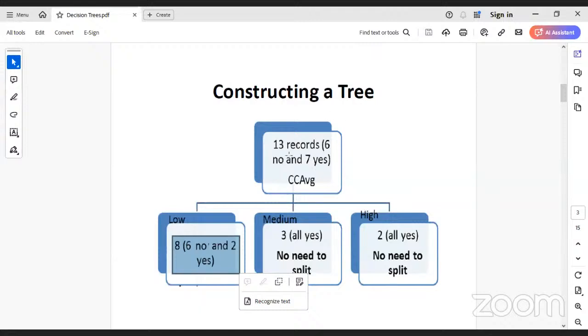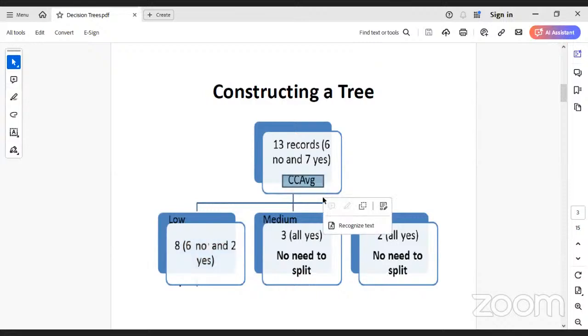So CC average is done. What we are left with is ID, age, income, family. Out of these 4, we will choose one more attribute, or column, and we will proceed with that column. So wherever we have a leaf, we will stop. If it is not a leaf, we will proceed further. That is how a tree is constructed.